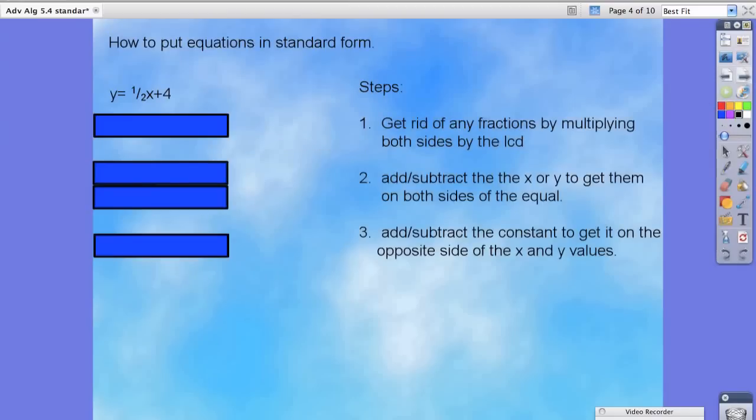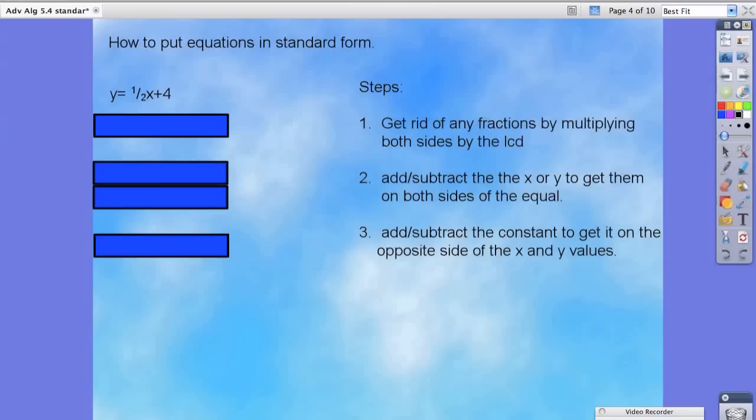Now, to put equations in standard form, you merely need to follow these three steps. 1. Get rid of any fractions by multiplying by the LCD. 2. Add or subtract the x or y to get them on both sides of the equal sign. And 3. Add or subtract the constant to get it on the opposite side of the x and y values. So let's look at this example.